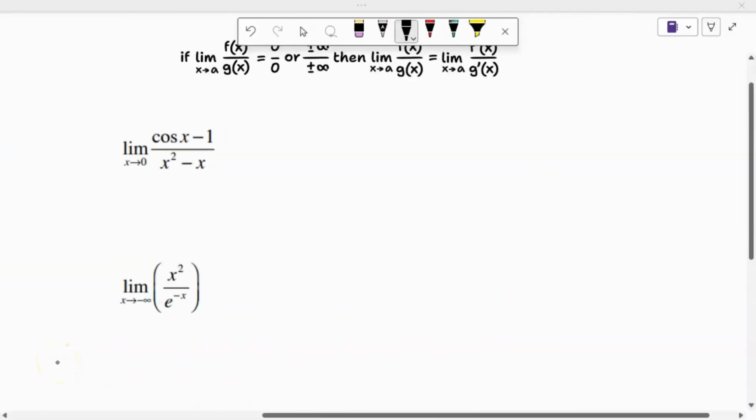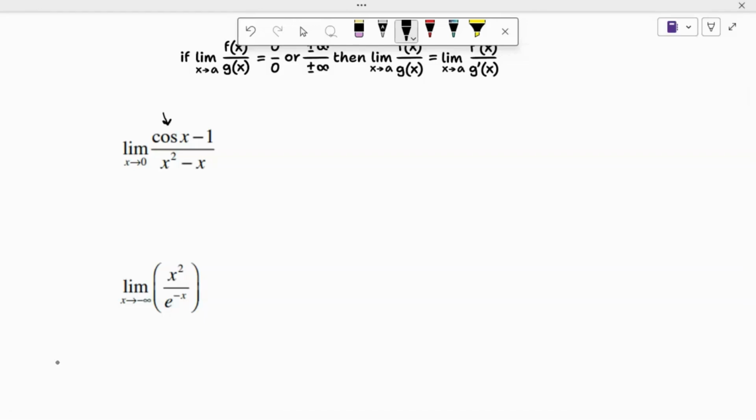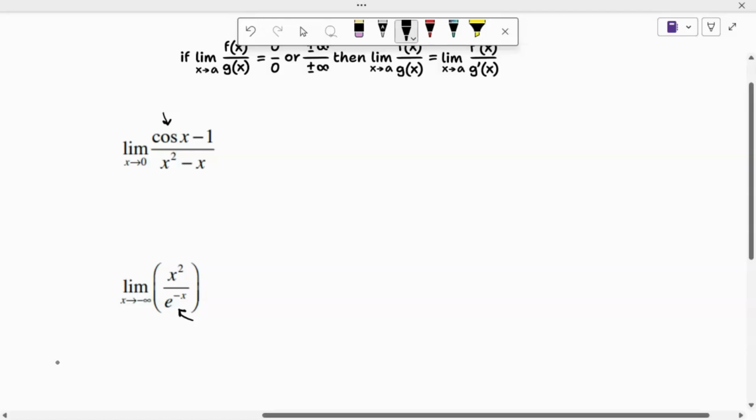Okay, let's do some examples with L'Hopital's rule. So you're going to look for limits that have some type of transcendental function mixed with a polynomial. So for example, I see the cosine of x on the top and I have a polynomial in the denominator, and same thing here, I've got e to the negative x in the denominator. These are the type of problems you're going to want to use L'Hopital's on, because you're not going to be able to use some of the techniques you learn with limits, such as factoring and horizontal asymptotes and things like that.